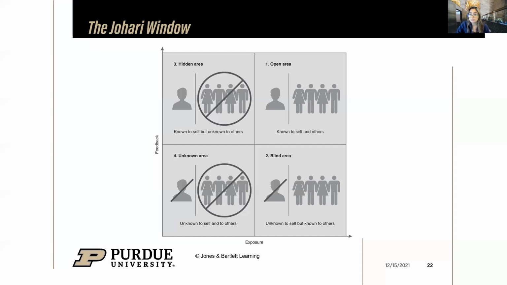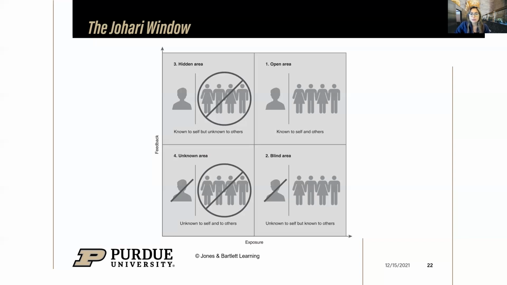Hidden is the third pane in the upper left quadrant. You can see that it is also called hidden or facade. Now, this information is known to the individual, but not known to anyone else. This may consist of private information which the individual chooses to keep hidden. Feelings, ambitions, dreams, and opinions may be withheld from the group by the individual out of fear of negative reaction. Once the individual trusts others, they may choose to reveal some of their hidden information.